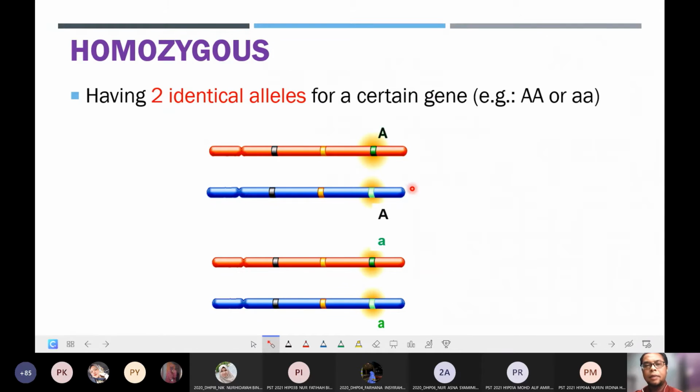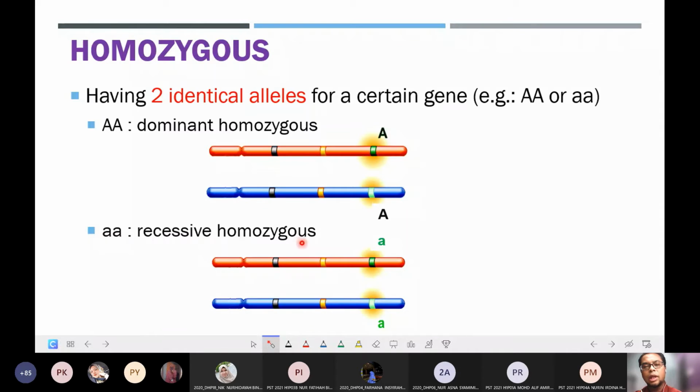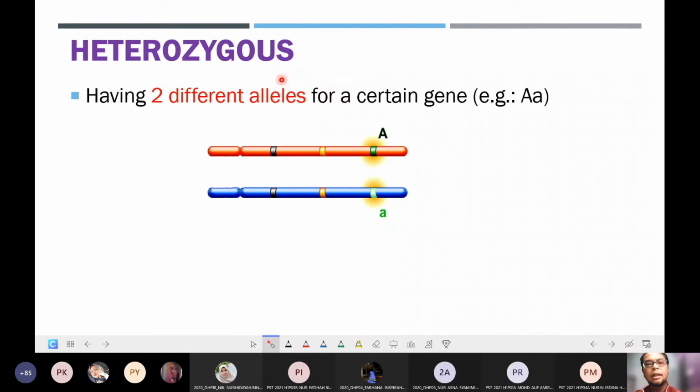Okay, and if this allele is a dominant allele, then we can say that this condition over here will be showing the dominant homozygous condition. Meanwhile, if there are two small alleles over here, we can say that this refers to the recessive allele, and so this type of condition is known as the recessive homozygous condition. So dominant homozygous is a condition in which one individual has two of the same dominant alleles. Meanwhile, recessive homozygous is a condition where one individual has the same recessive alleles, small a and small a. Meanwhile, heterozygous is a condition in which one individual has two different types of alleles for one same gene.